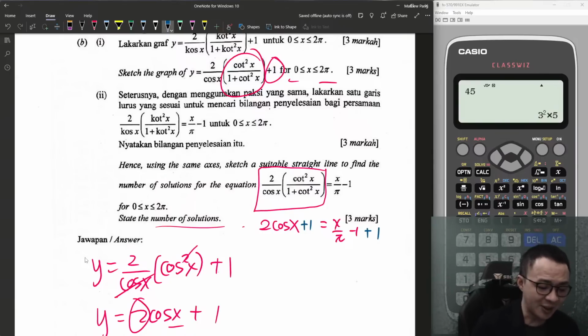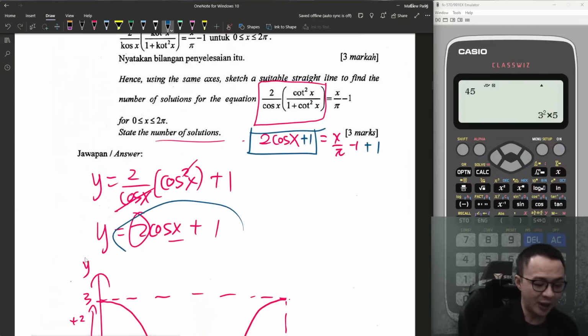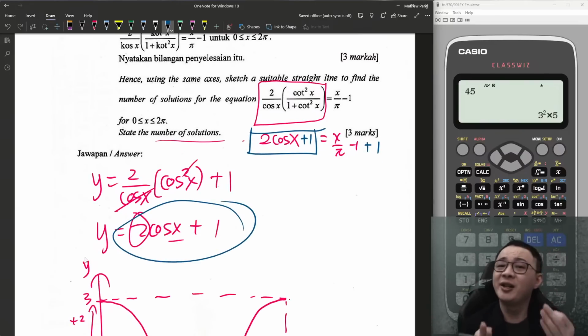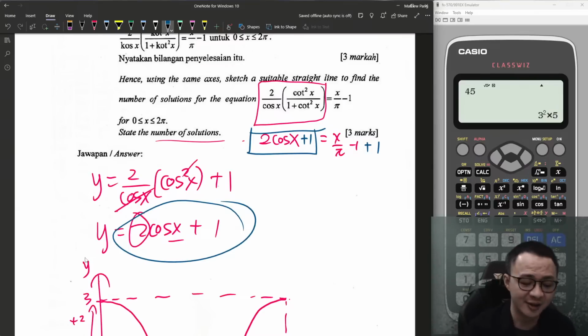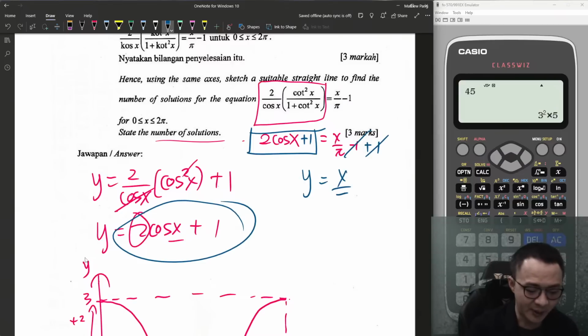Okay, why I want to plus 1? Because I want to get y. Because this is y, right? Do you see? My y is 2 cos x plus 1. Without a plus 1, I have no y. If I have no y, there's no way I draw the straight line. Get the idea? So this is y equals x over pi.